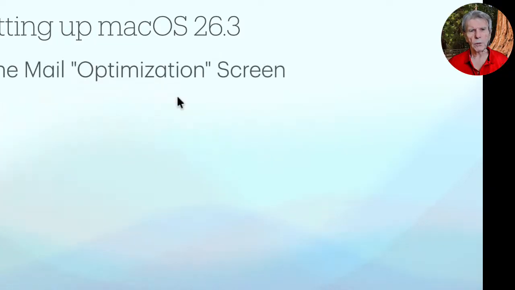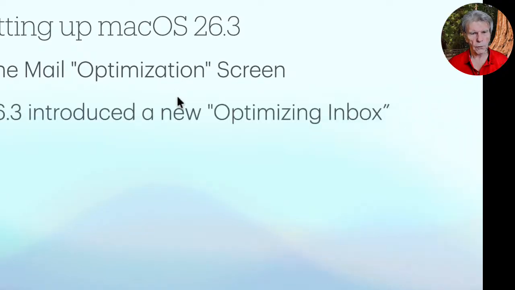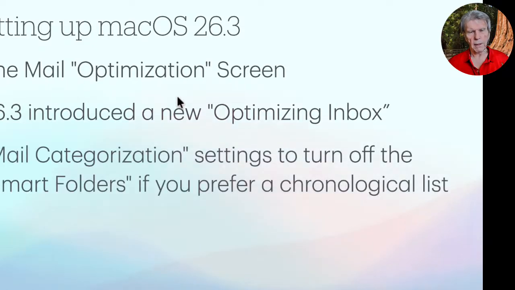So now we come to mail. So Apple has helped us out to optimize our mail. So they have the optimizing inbox. So they have introduced mail categorization, which puts things into smart folders, but we can turn that off if you like. So let's see how that works.